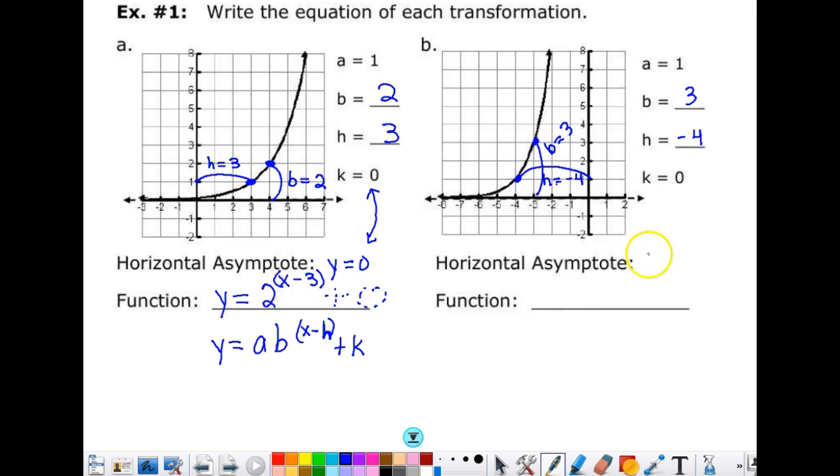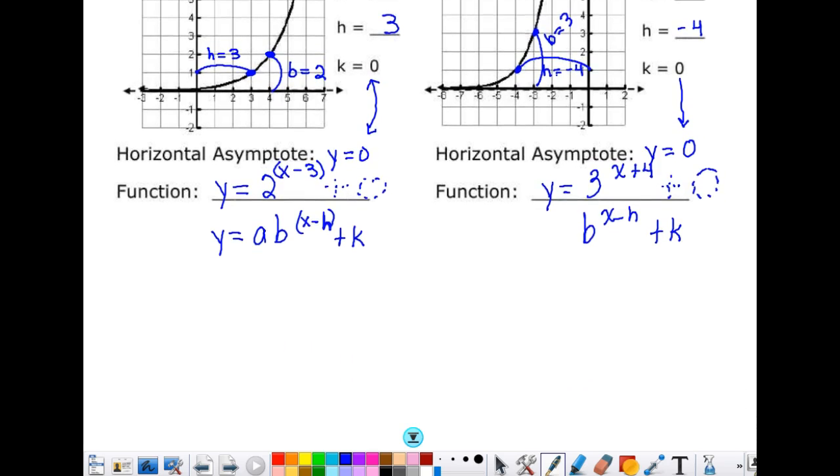Okay, so we can write our horizontal asymptote. It's the same as the k. So our function is b to the x minus h, and then a plus k. So b is 3, x plus 4. It's going to be the opposite. And then plus 0. If you want to write the 0, feel free to do it.